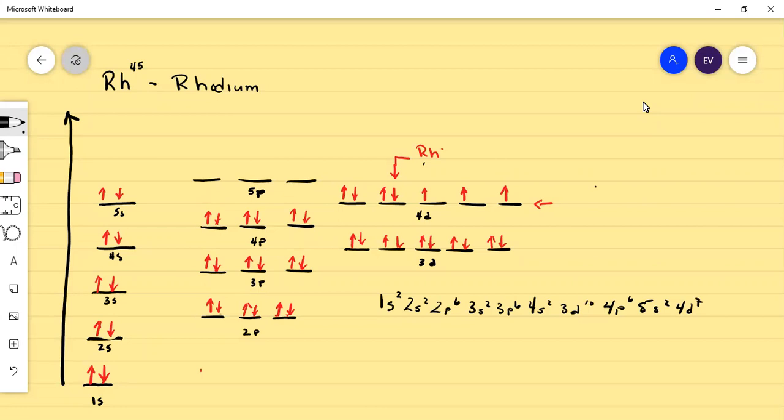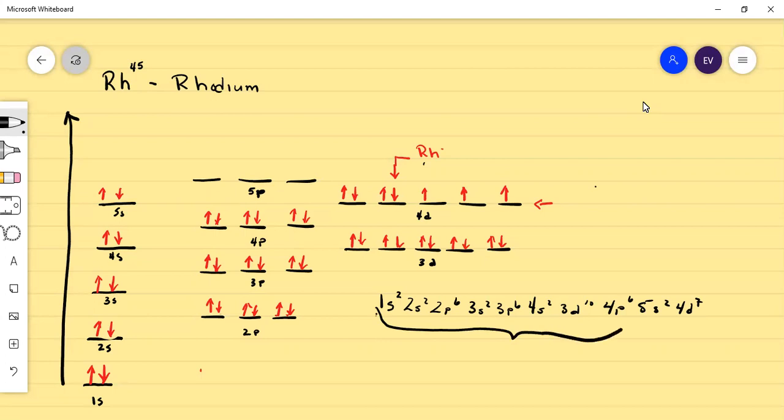If I wanted to do the noble gas notation, I go up one row, which is the 4th period. Then I go all the way to the end and I get to krypton. So krypton is basically going to replace this configuration right here.